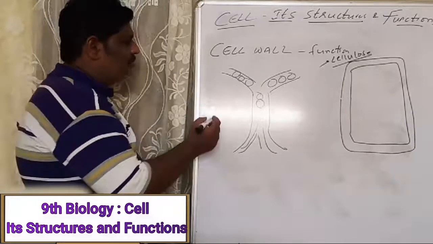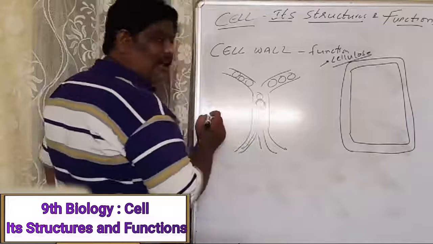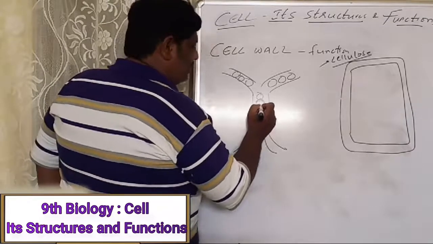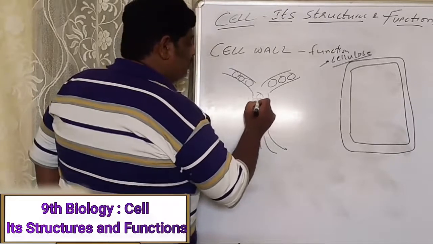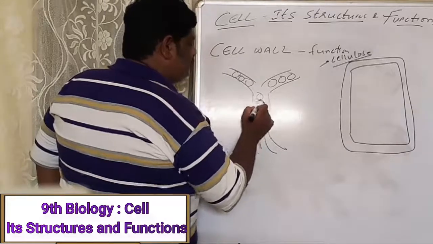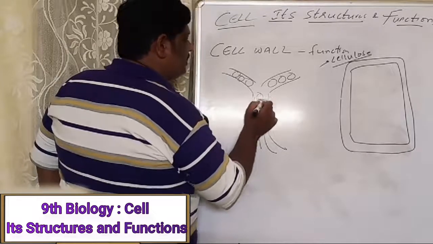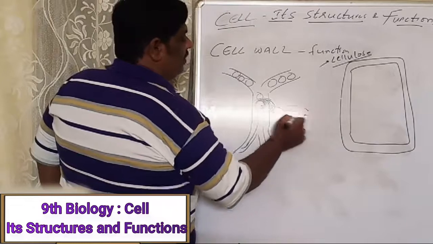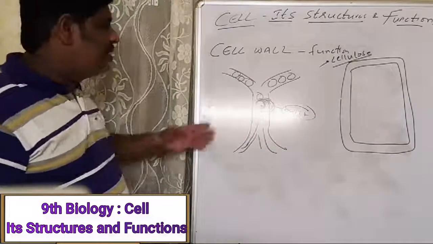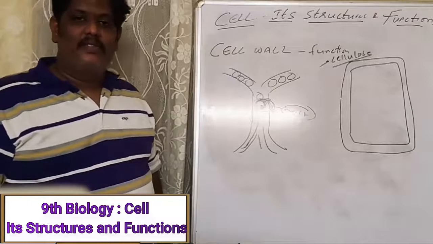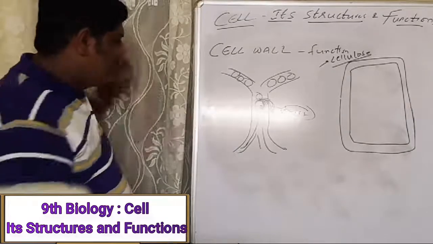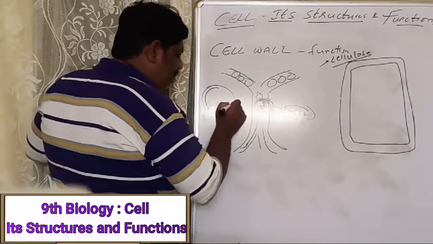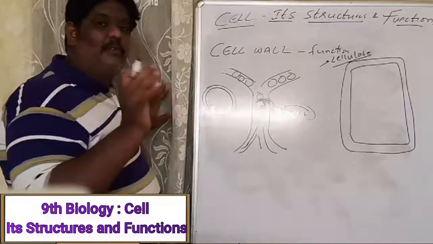Now this cell is also like that. The water will keep on coming inside, the sap will be coming inside. So the cell wall has to bulge and bulge and bulge, and it has to burst. But that is not happening here, because the cell wall is playing the role of a protective layer, as you have seen in a football.